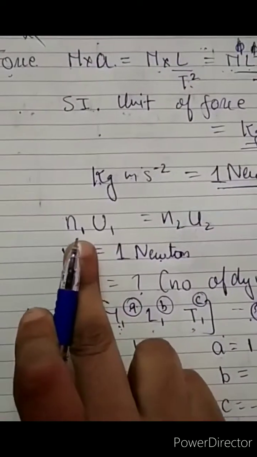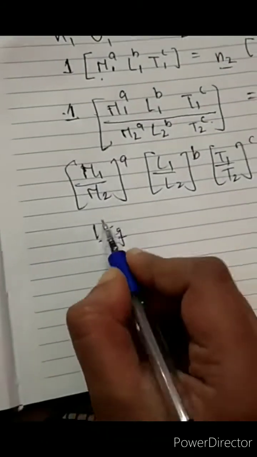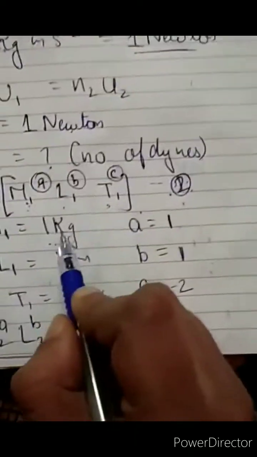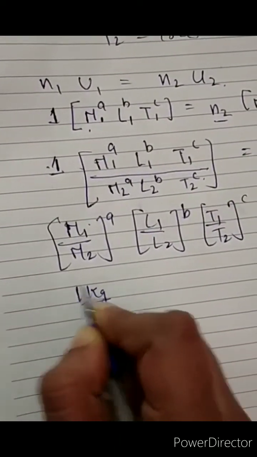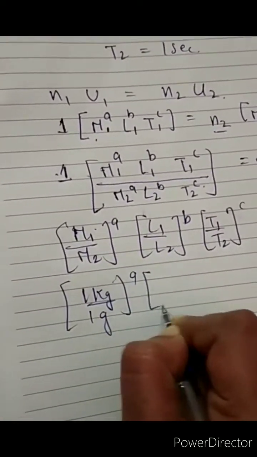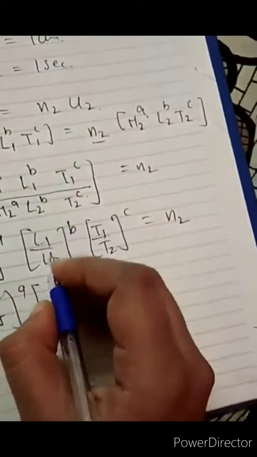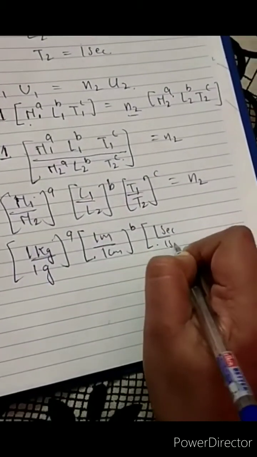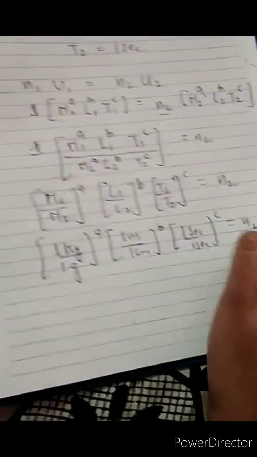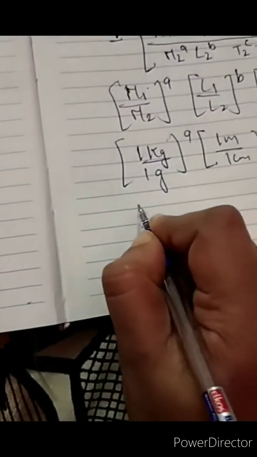Similarly, I know it is 1 Newton, so N1 is 1. So how much Newton into dynes? Okay, I want to find the N2. And M1 is in kg, and M2 is in gram. That is 1 kg to 1 gram. Length, can you find length? Length is 1 meter, and here is 1 centimeter. 1 meter to 1 centimeter, and here's B. And T1 to T2, T1 is again 1 second and here is 1 second, and to the power C is equals to N2. Do you know A is equals to 1, B is equals to 1 and C is equals to -2? So I think I should write this.